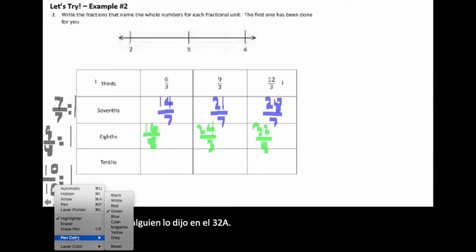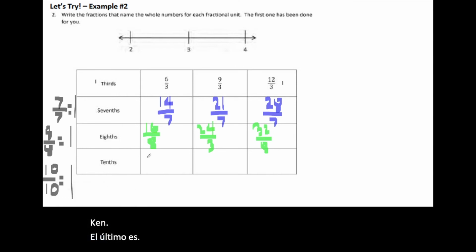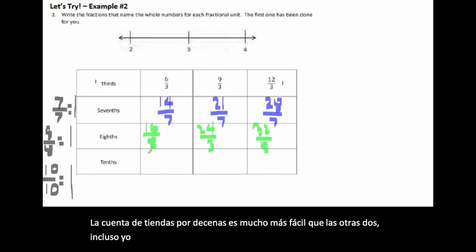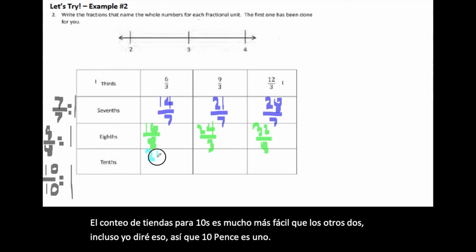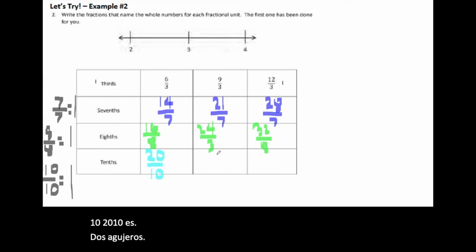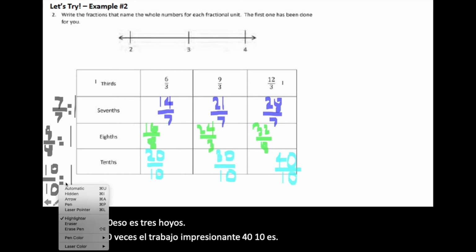Last one is tenths. Counting by tens is a lot easier than the other two, even I'll say that. So 10 tenths is 1, 20 tenths is 2 wholes, 30 tenths is 3 wholes, 10, 20, 30. Yes, 40 tenths. Awesome job. 40 tenths is 4 wholes. Wonderful. All right, let's keep it moving.